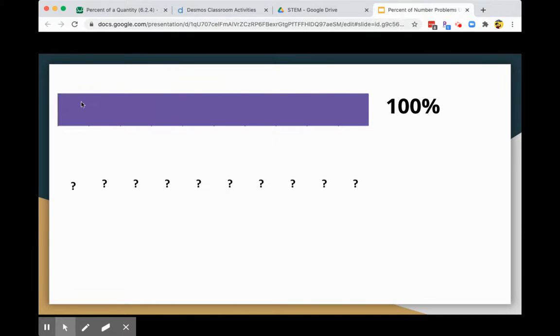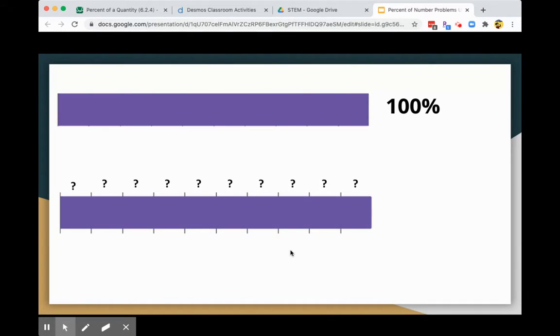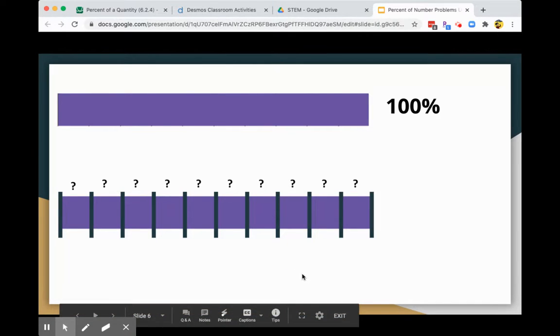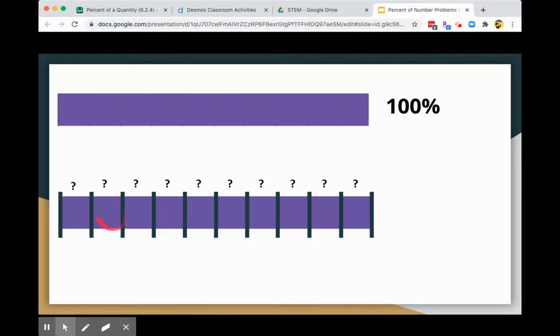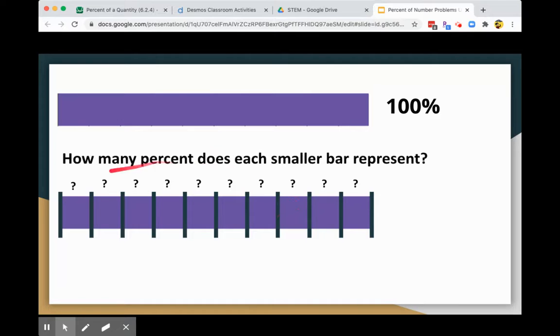Now, here's that 100% bar again. And in Zoom, we talked about what if we took that 100% bar and we cut that up into 10 pieces like this. And so we asked the class, well, if you take a look at this small piece right here, how many percent is this piece? How many percent is this piece? How many percent is this piece? So basically the question is how many percent does each smaller bar represent? And some of your classmates came up with 10%.